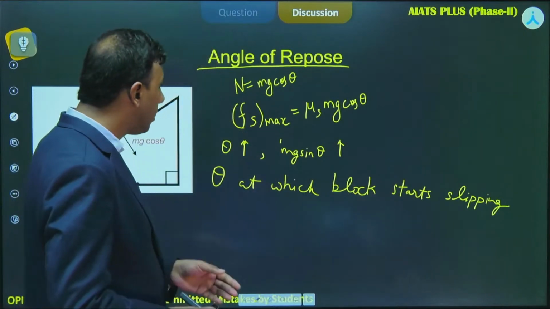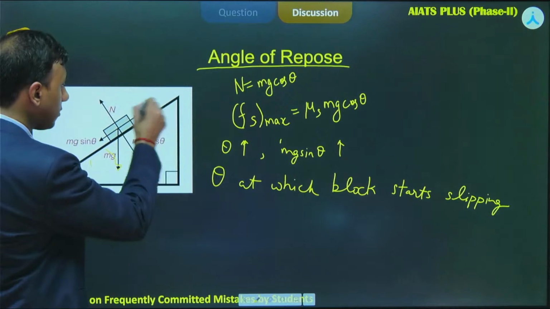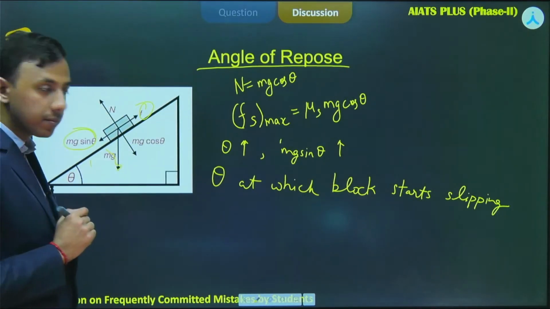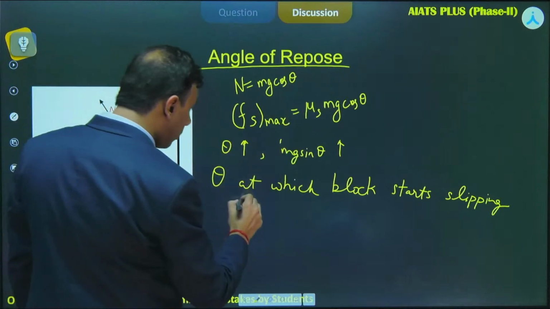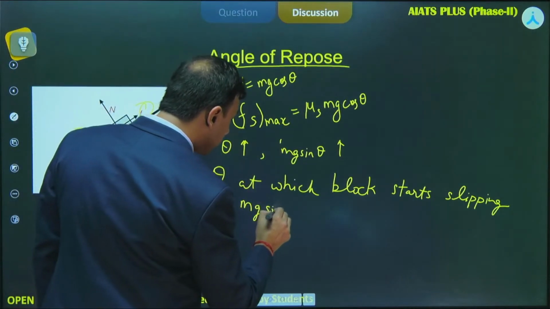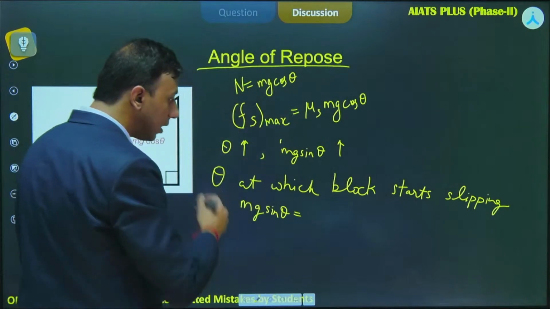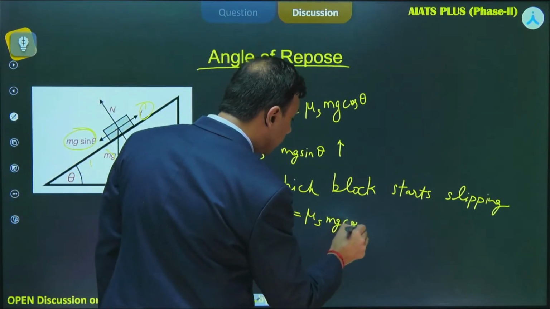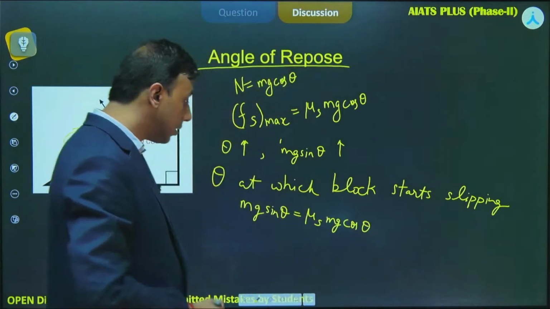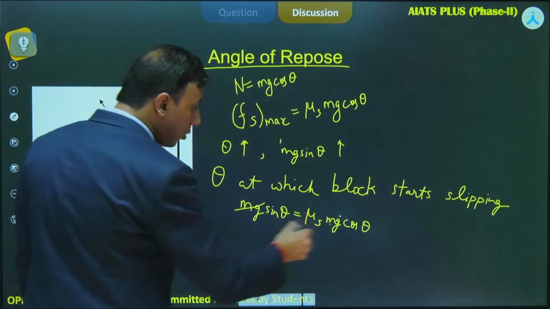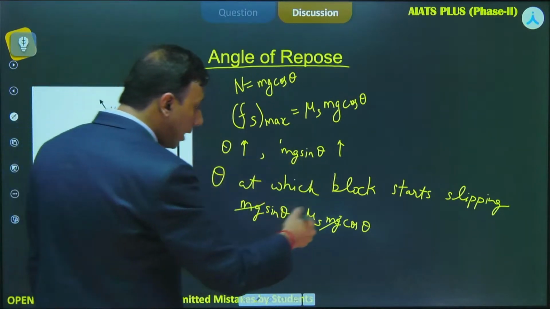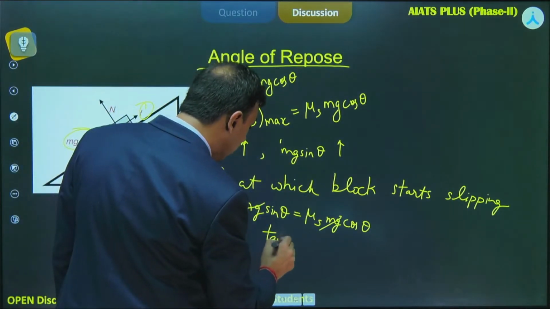So how will we find that theta? That theta means this frictional force would be equal to this mg sin theta, right? So that means mg sin theta is equal to frictional force, that is mu s mg cos theta. Cancel mg over here. Cos theta, bring it over here. What does it become? Tan theta. So tan theta is equal to mu s.